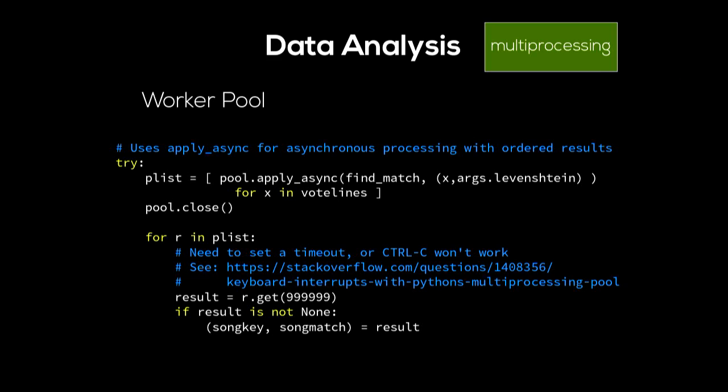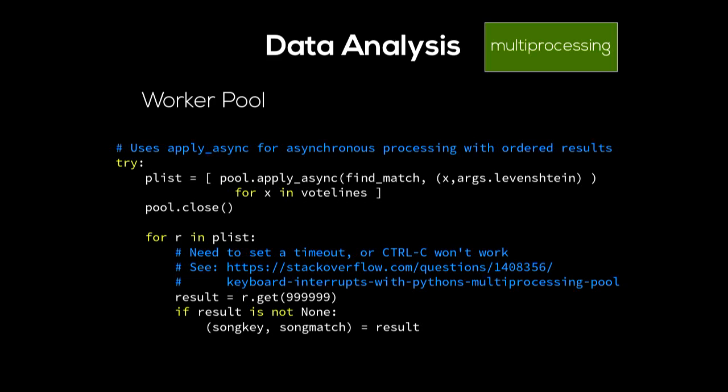You have to do a wait, you have to do a get, otherwise it won't let you Control-C because reasons. So the way we use it is in our pool, we apply async, which is find match, the function that we define to say, right, go and find out with that Levenshtein distance for X in vote line, so all of the votes, go and analyze that by trying to find a match and do it with a pool.